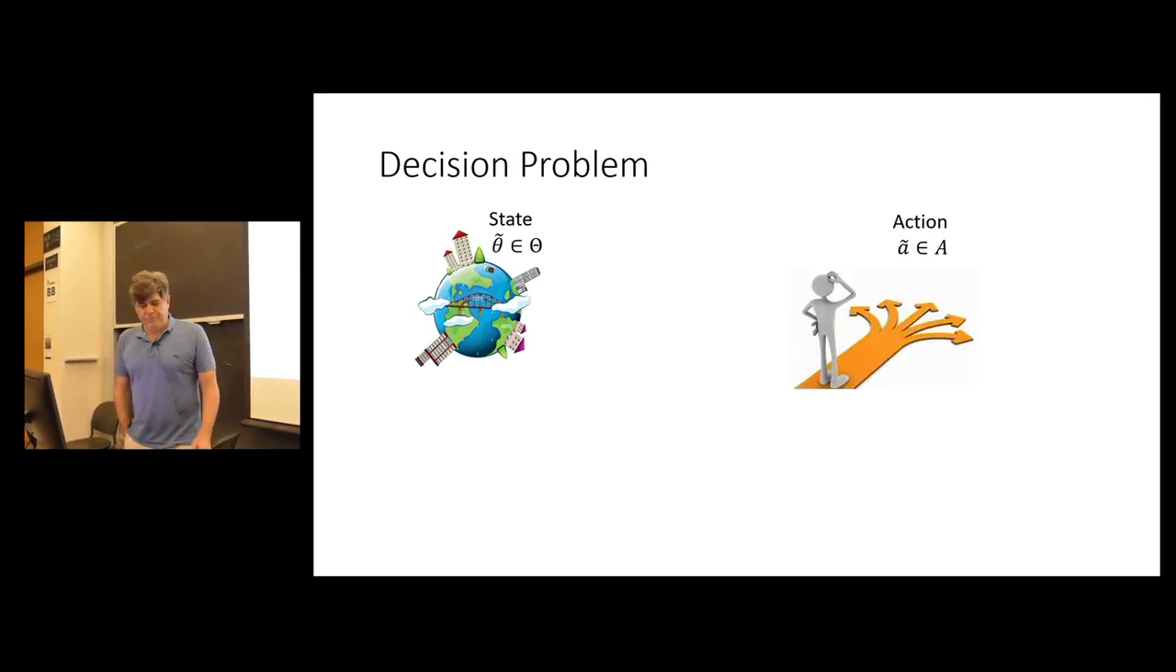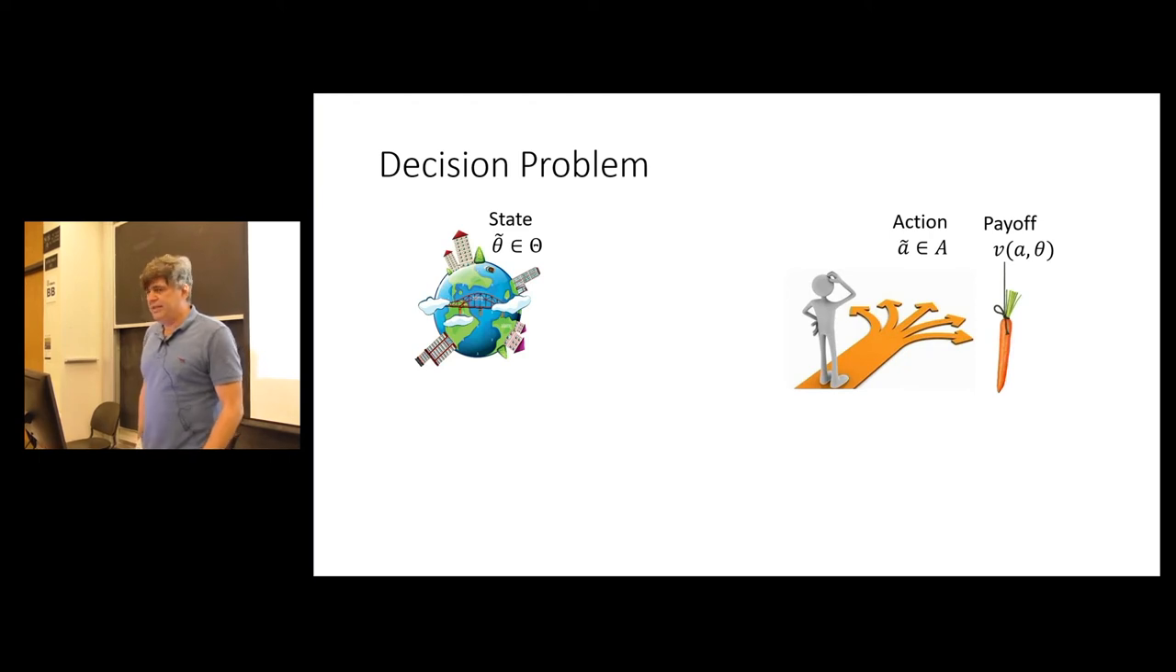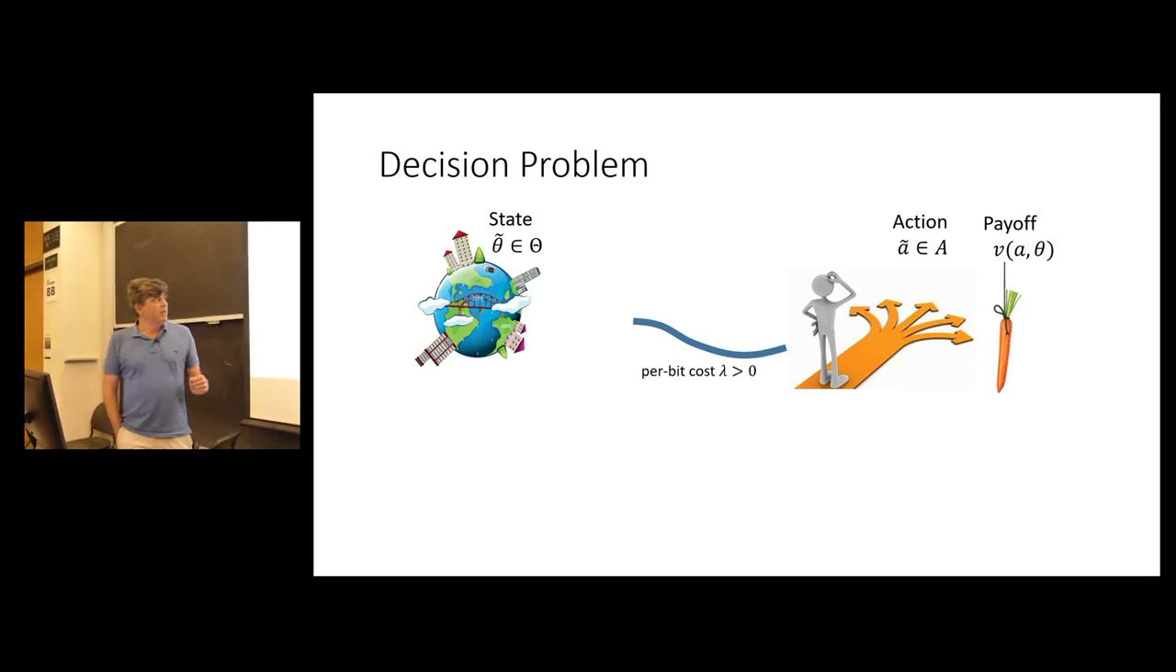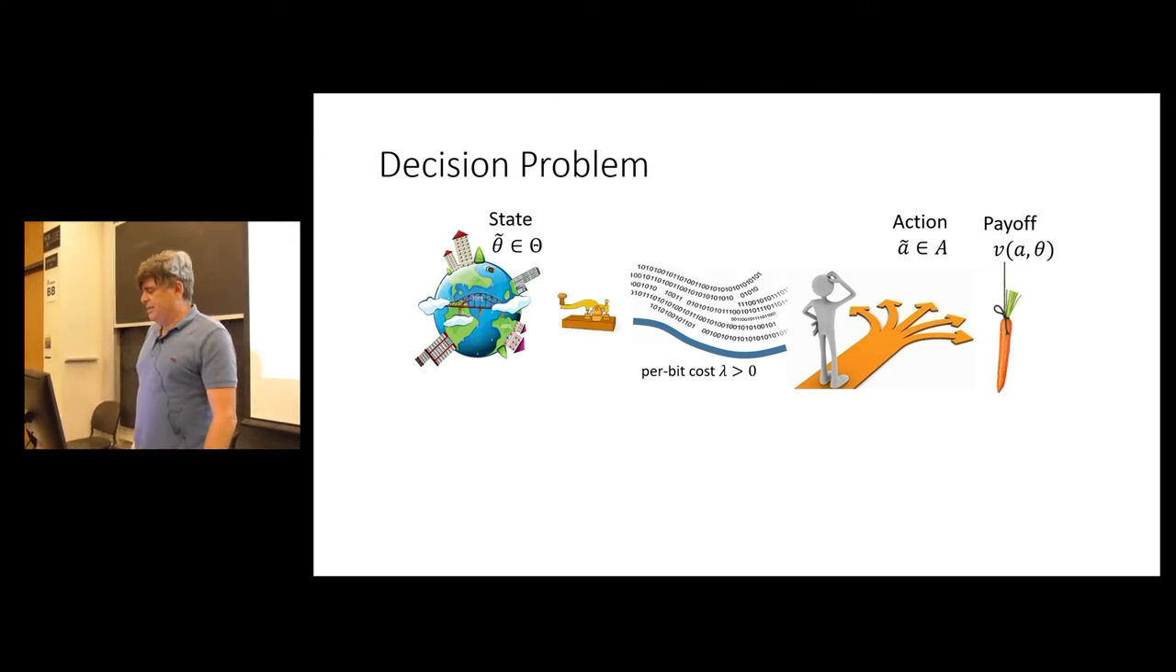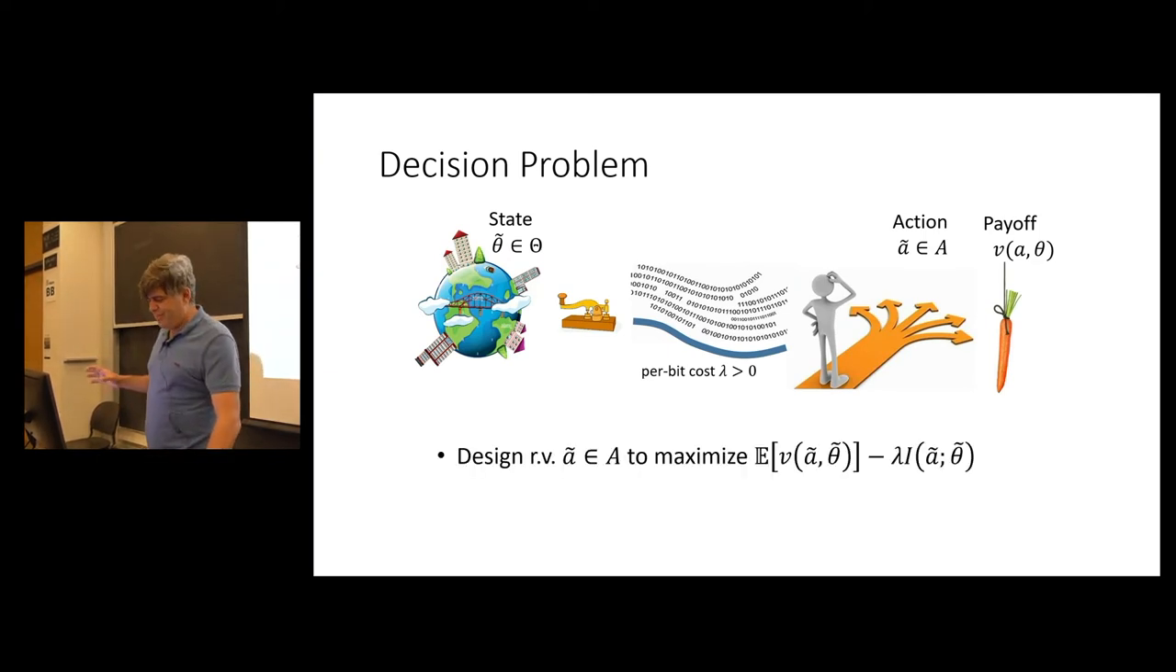Okay, so here's the decision problem. This is the state of the world denoted by theta, and you need to make an action denoted by A. Tildes will denote random variables, and then there's some payoff depending on the action and the state. And this is your channel, but the channel has a per bit cost of lambda of information transmission, and you can design some kind of optimal encoding. We're not going to do encoding itself, we just assume the information theory solution. And so the cost will just be proportional to the mutual information.